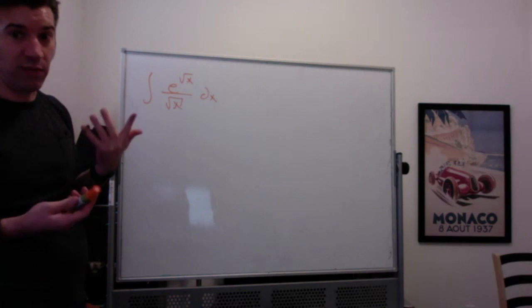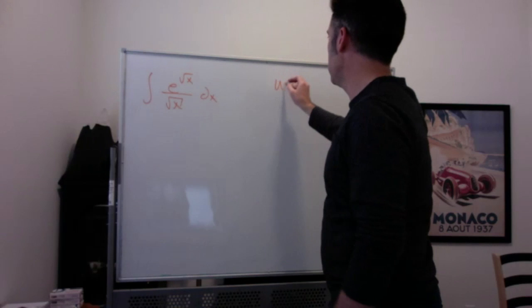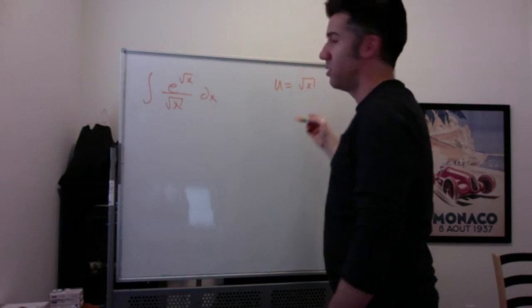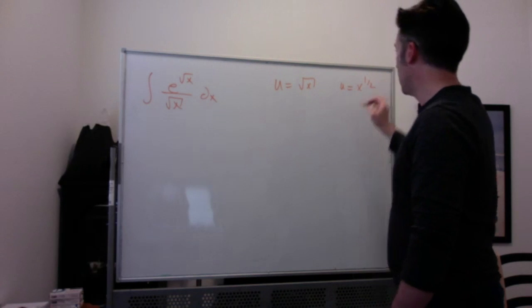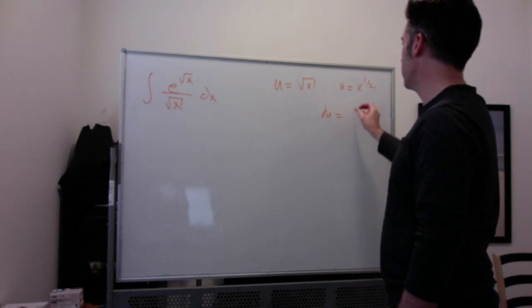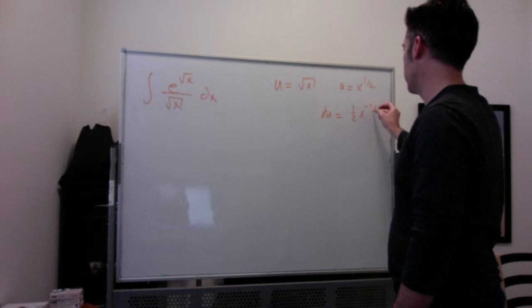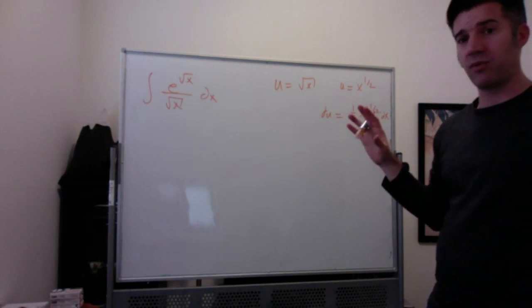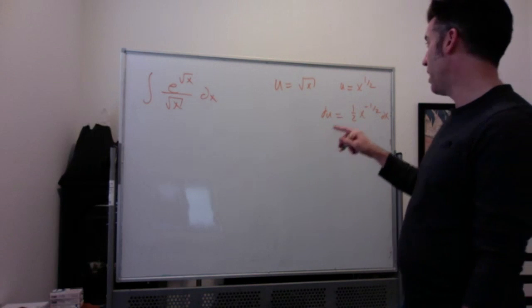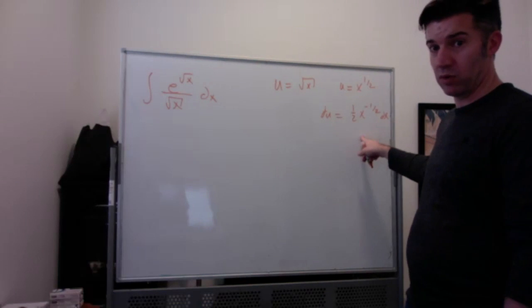We won't, but we might, and that's why we have to be careful. So our u is the square root of x, which I'm going to rewrite as x to the 1/2. And then our du is 1/2 x to the negative 1/2 dx. And here's the mistake I want to help you avoid. You have to deal with the dx part first.